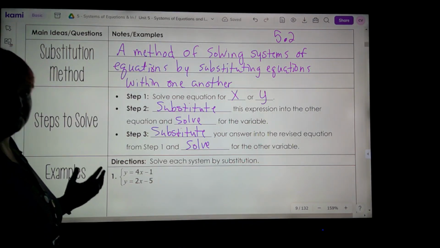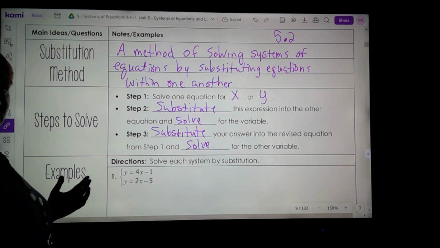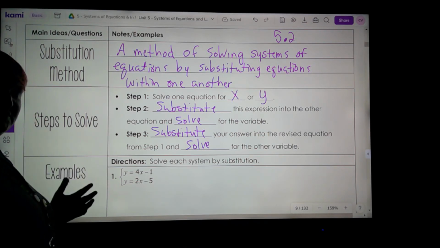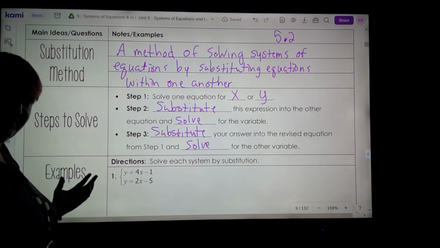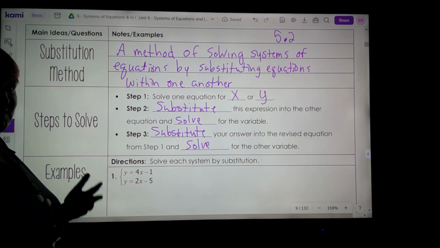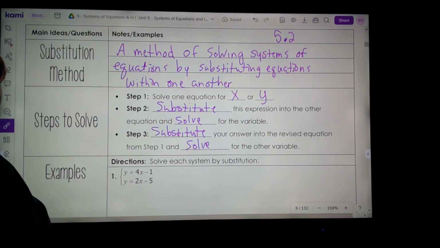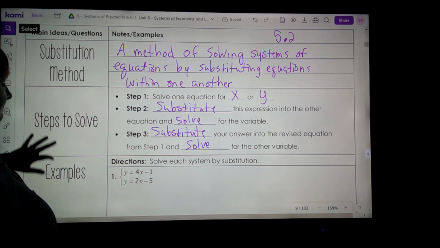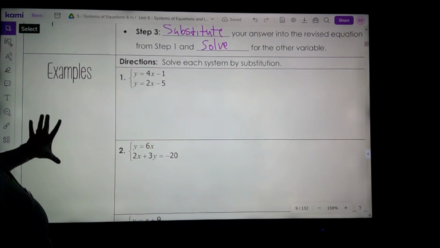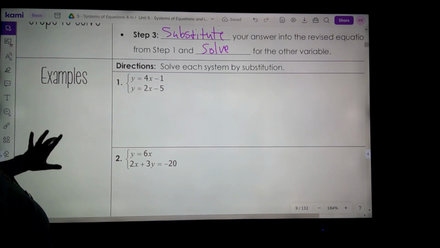So you're literally going to substitute twice. You're going to use one to solve for the other, and then use the answer for that to solve for the first one. It's insane, but it works. Alright, so let's see how that works in reality.